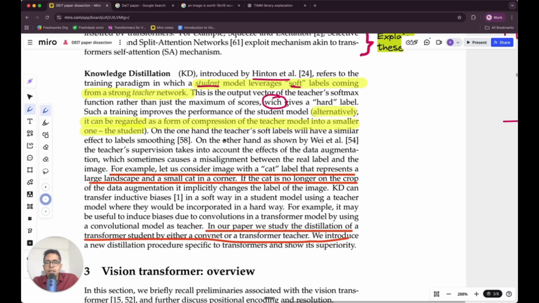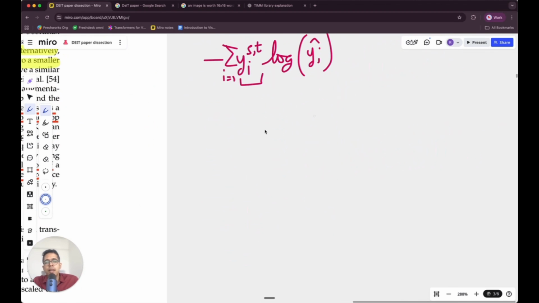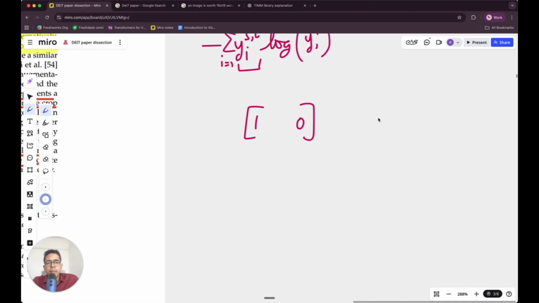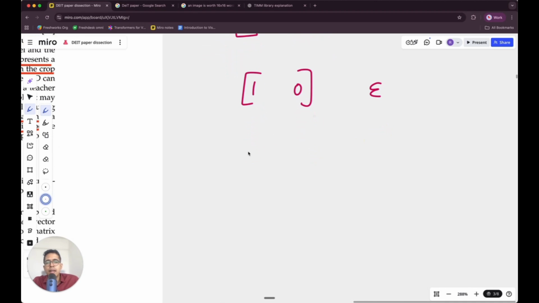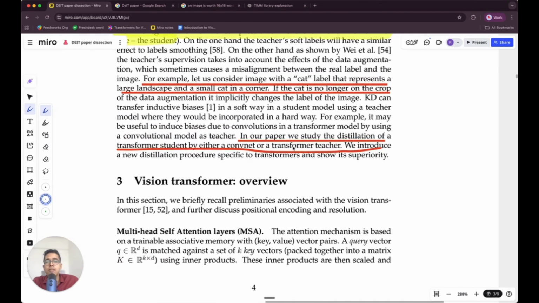On the one hand, the teacher's soft labels will have a similar effect to label smoothing. What is label smoothing? Label smoothing will look something like this. If the ground truth is, let's say, 1, 0, and the label smoothing parameter is epsilon, then after smoothing, the labels will be 1 minus epsilon, comma, epsilon. So instead of using the hard label 1, 0 as the ground truth, you use the smoothened label 1 minus epsilon, comma, epsilon as the smoothened ground truth.